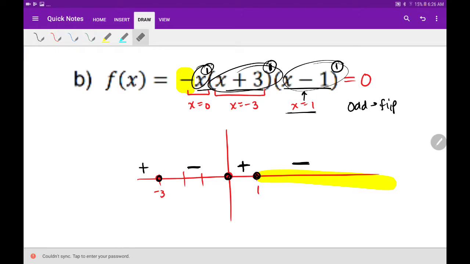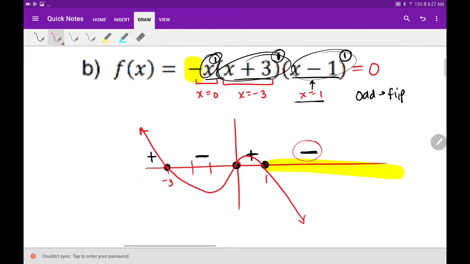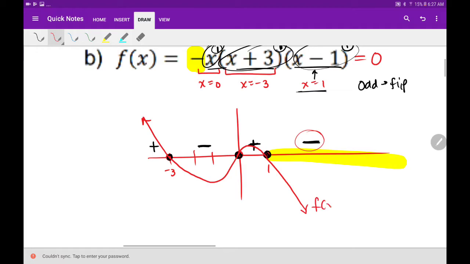And now we simply need to draw the graph following these instructions. So I'm starting to the right side, negative. That means below the axis. So I'll maybe go like this. I have to hit the nearest x-intercept. And now I'm going to go above and hit. And I'm going to go below and hit. And go above again. And that would be our graph.